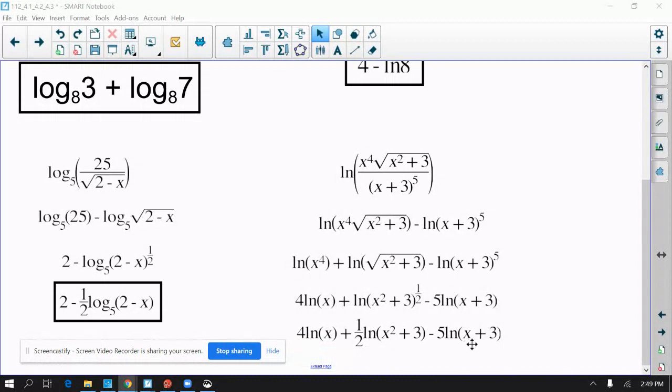You may be tempted to break this up into log of x plus log of 3, but that is dead wrong. There's really no sufficient way to break these two logarithms up anymore.